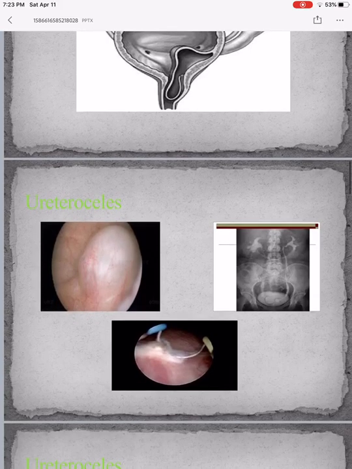Here we have another example. The IVU picture on the right side. We can see the left kidney with the ending of the ureter with the cobra head appearance of the ureterocele, on the left and the right side.